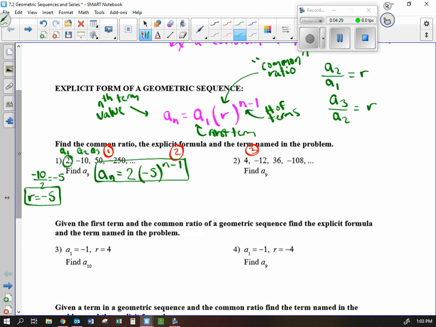Now we need to find a sub 9. And yes, that is a 9. Okay, a sub 9. So let's write that. We're going to replace a sub n with a sub 9. And we remember from yesterday, we're taking that 9 and plugging it in for n.